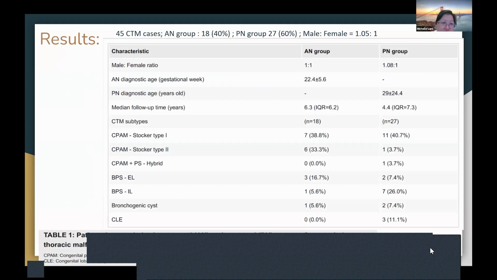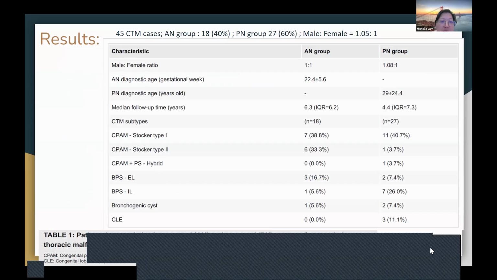So here come the results. We have included a total of 45 CTM cases. In the AN group there are 18 patients, and there are 27 patients in the postnatally diagnosed group. The male to female ratio is slightly equal.